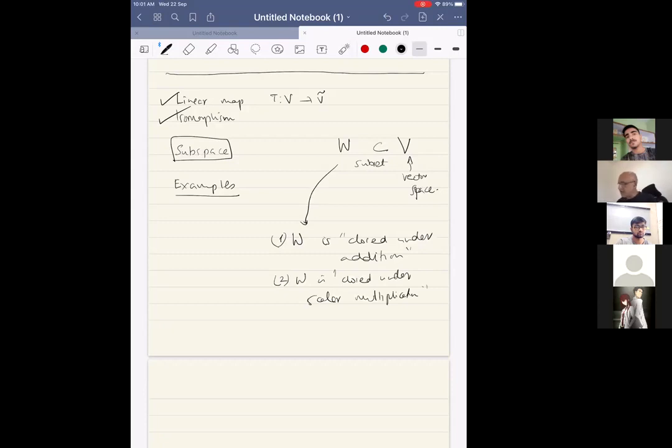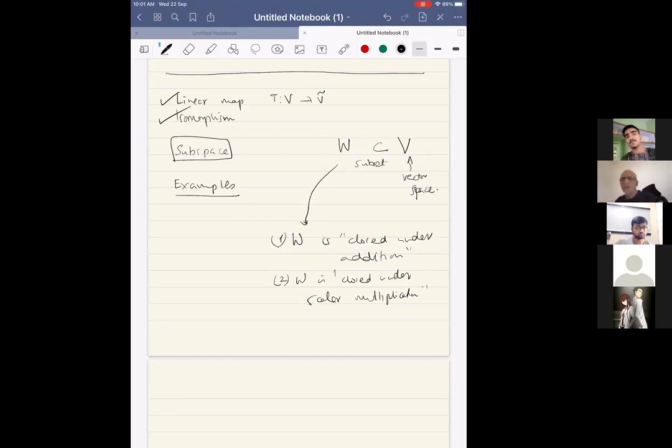So what does the first condition mean? That means that if I take two vectors in V which belong to W, then their sum also belongs to W. The second condition means that if you take a vector in W and multiply it by a scalar, the result also belongs to W.